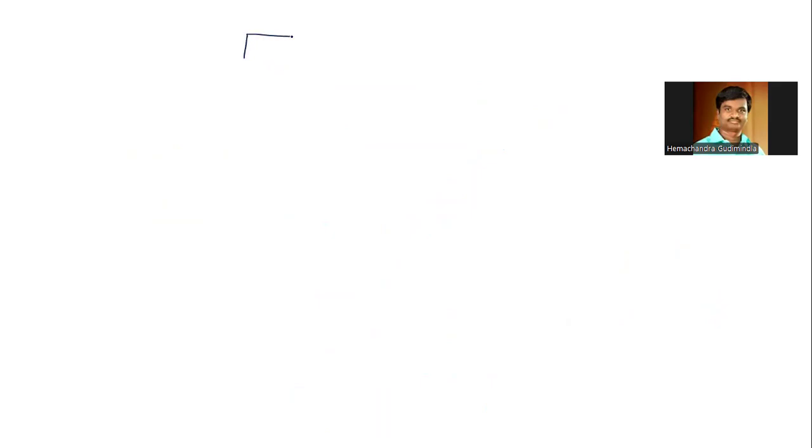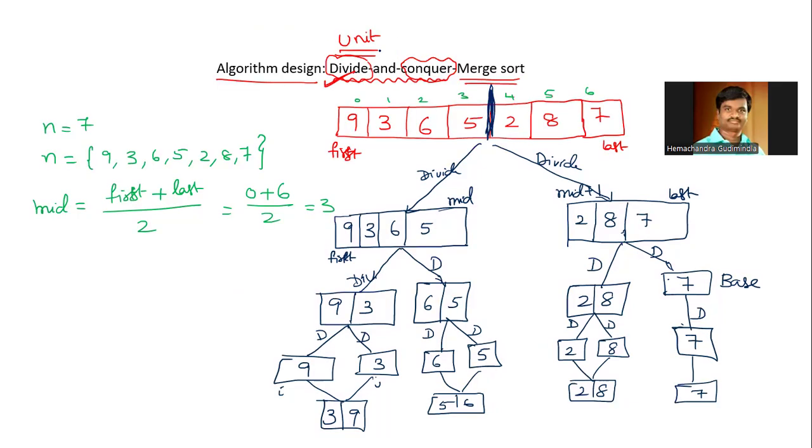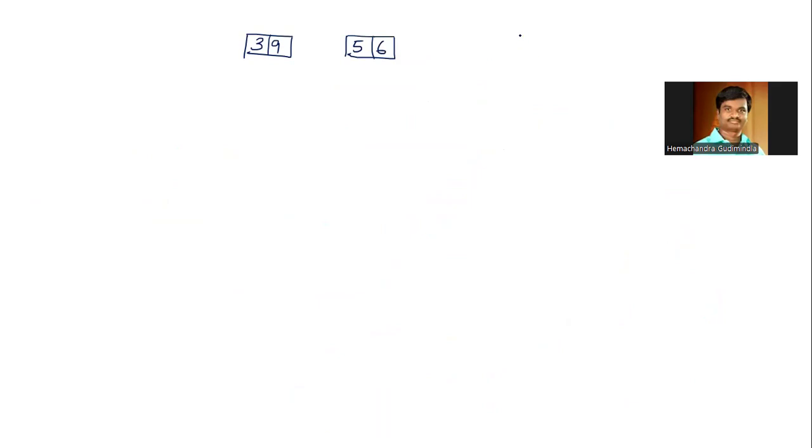So now here we got one is 3, another one is 9 and 5 6. Here is 5 6 and 2 8 in the right side. This is 2 8 and 7. So these two are in the right side and these two are in the left side.